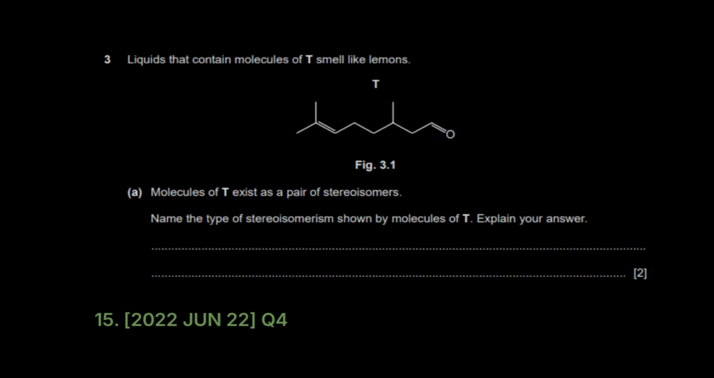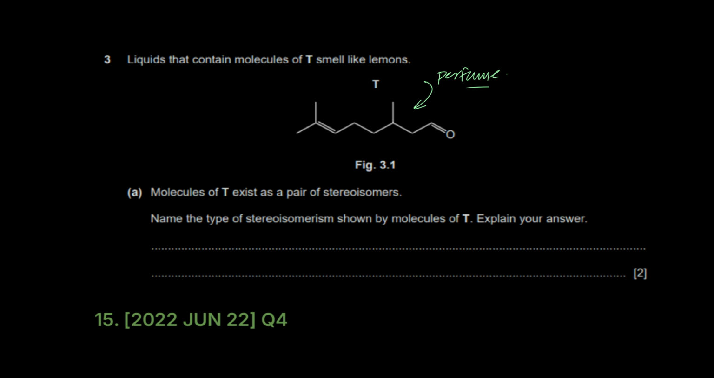Next, liquids that contain molecules of T. Molecules of T exist as a pair of isomers. Liquids that contain molecules of T smell like lemons. If you are interested in chemistry, you would love this. You'll realize the reason something smells like lemon is this compound. If I were to make a perfume which I wanted to smell like lemon, I'd put this in it. This is why these perfumes smell like this.